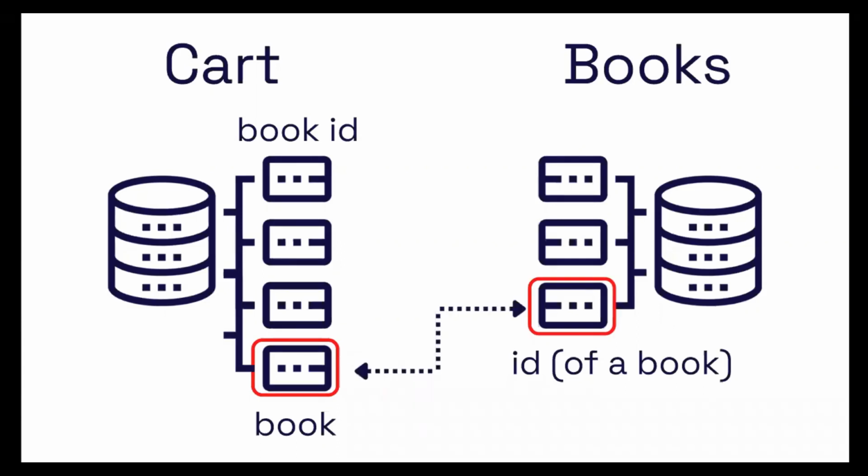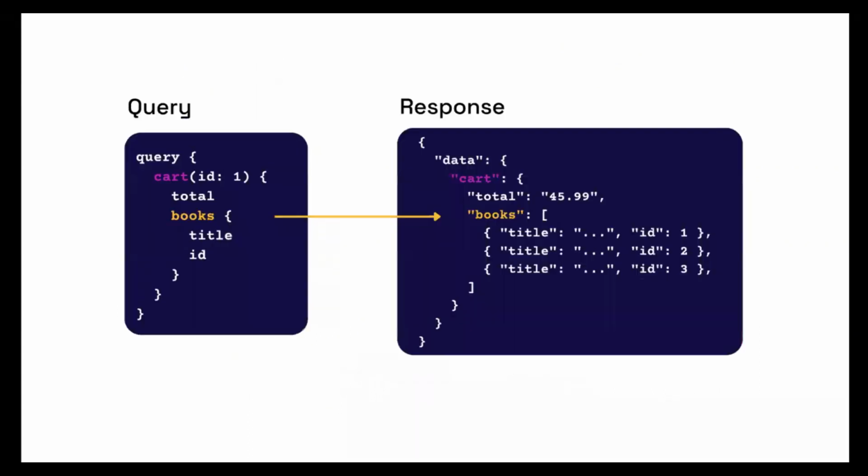Next, we need to define how we resolve this new book field. We accomplish this by adding an additional resolver within the user's configuration file. Now, when the user queries a cart and selects the book field, the correct book data is returned.